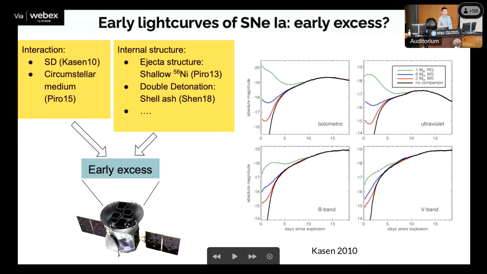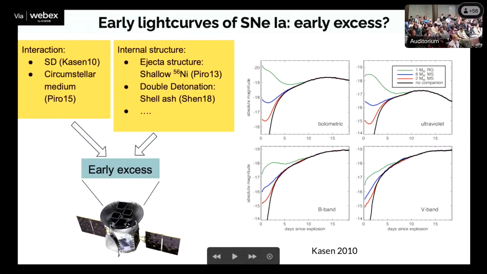For example, in the double detonation case, in the double degenerate case, when the companion white dwarf gets tidally disrupted, it will form a dense CSM around it, and the collision of the ejecta with the CSM will create another shock. Or if radioactive isotopes get mixed into the shallower layers of the ejecta, it will also create some early excess, or maybe the first detonation at the surface will create other radioactive isotopes. All this will create early excess, and we need tons of observations, both in the light curve and in the color information, to distinguish them.